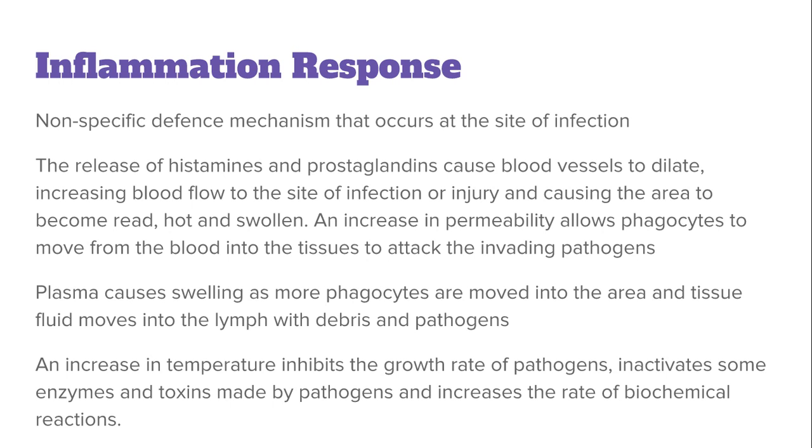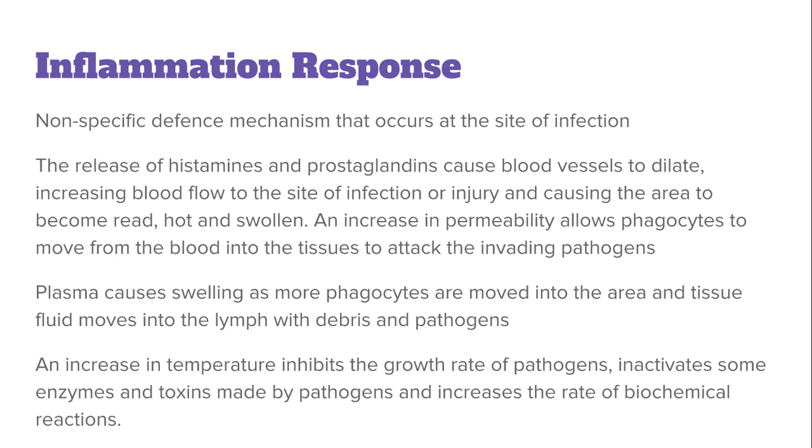An increase in permeability around these blood vessels can allow phagocytes to move from the blood into the tissues, and these phagocytes attack the invading pathogens, and we're going to discuss that next. The plasma causes swelling as more phagocytes are moved into the area, and tissue fluid moves into the lymph with any debris and pathogens.